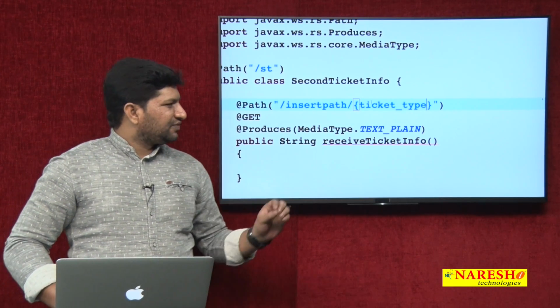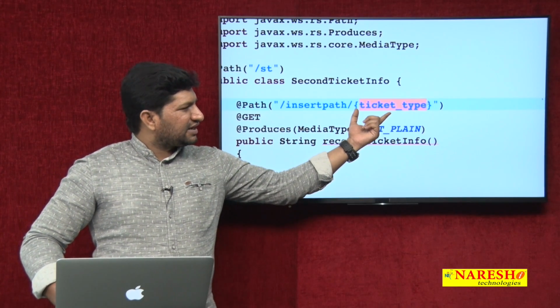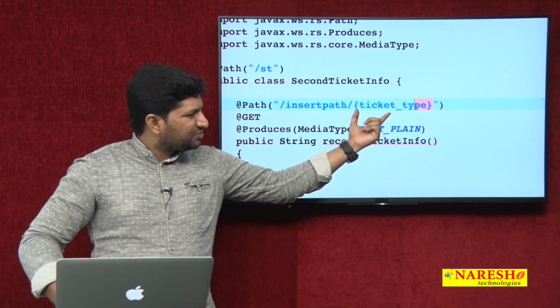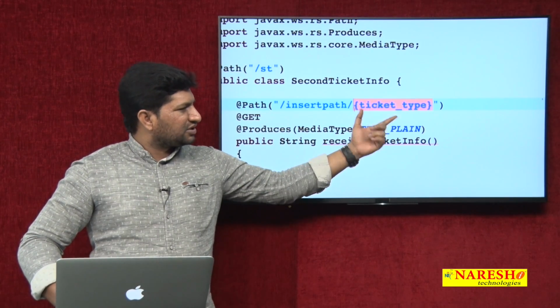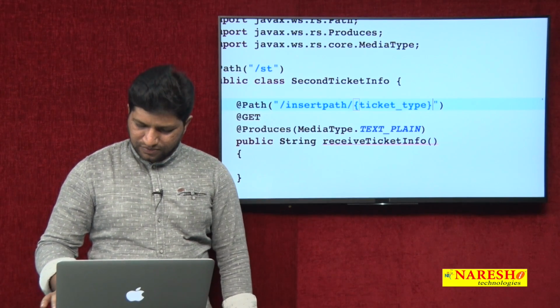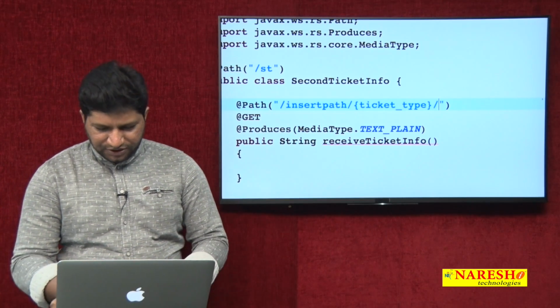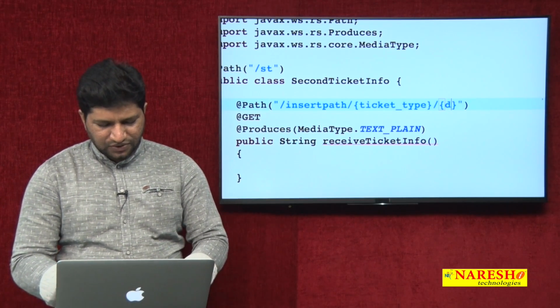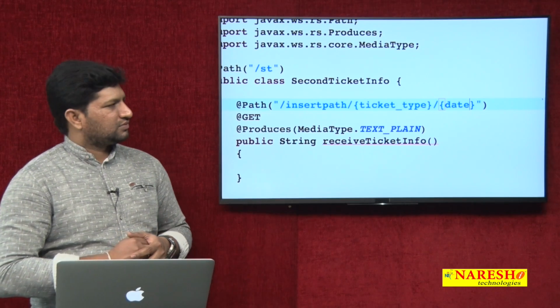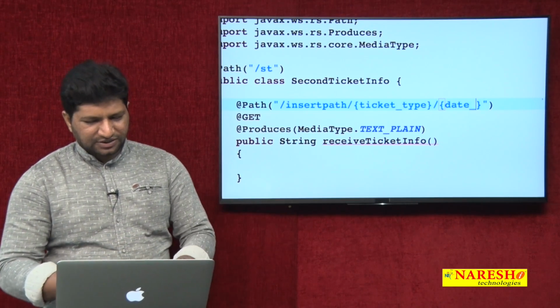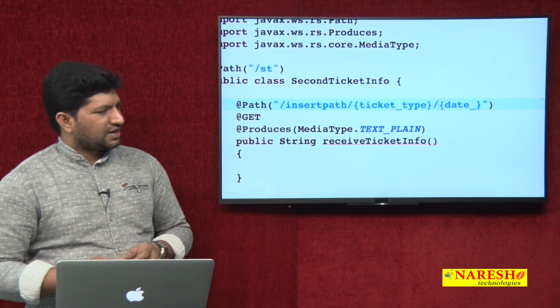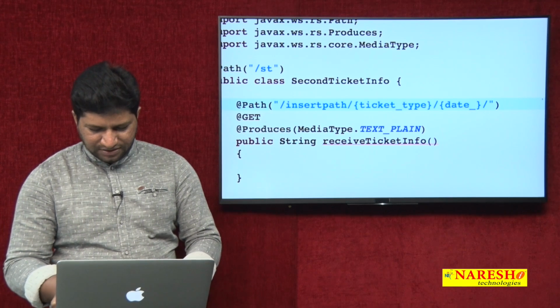The first thing: what is the information you want to receive? The ticket type information. This is the first parameter we want to receive from our consumer, ticket type. Slash. Next, we want to receive the date, okay. So I specified date, and then slash.